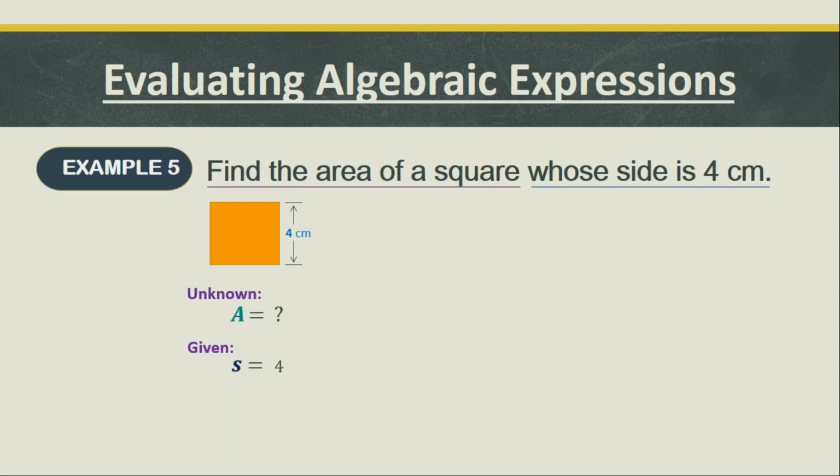Since the problem itself is talking about the area of a square, then we can relate it to the formula in finding the area of a square, which is A equals S squared, where A is the area and S is the side. Using the formula A equals S squared, simply substitute the value of S, which is 4. Now we have A equals 4 squared. And what is 4 squared? It's 16. Therefore, the area of a square is 16 square centimeters.